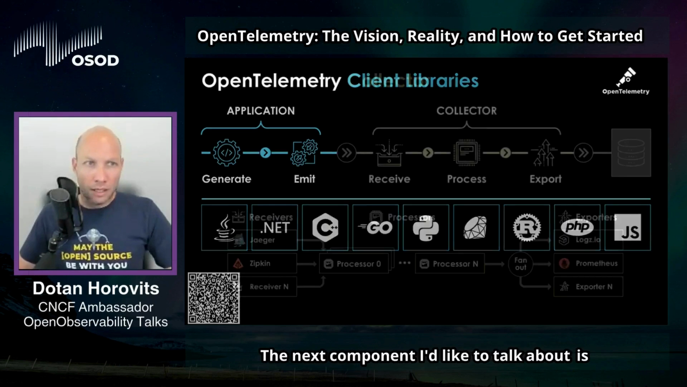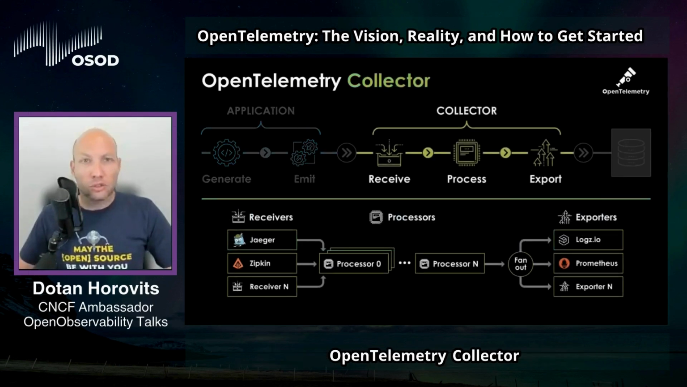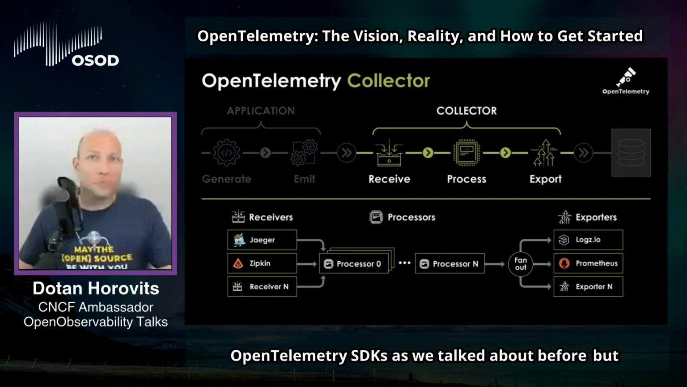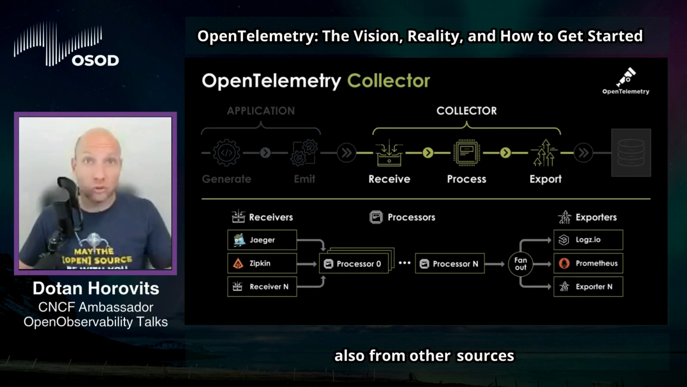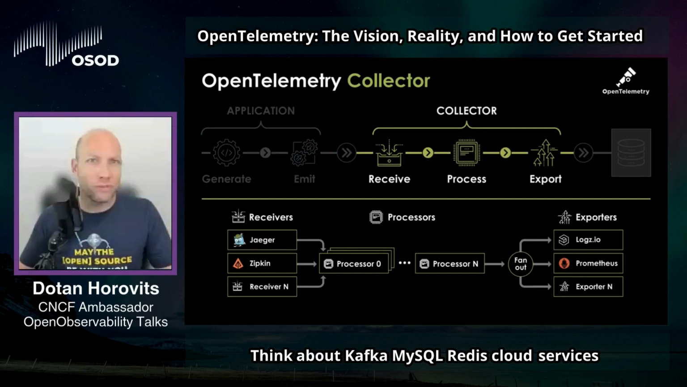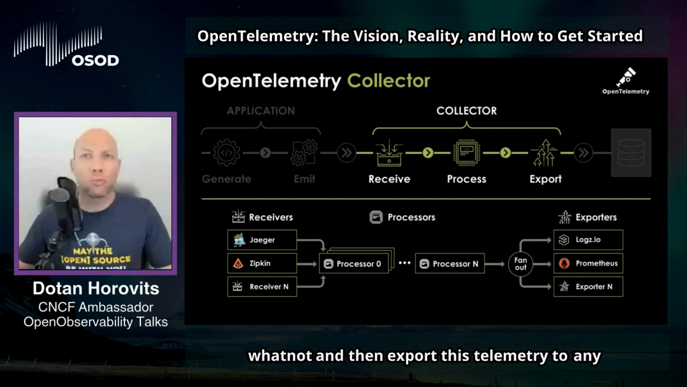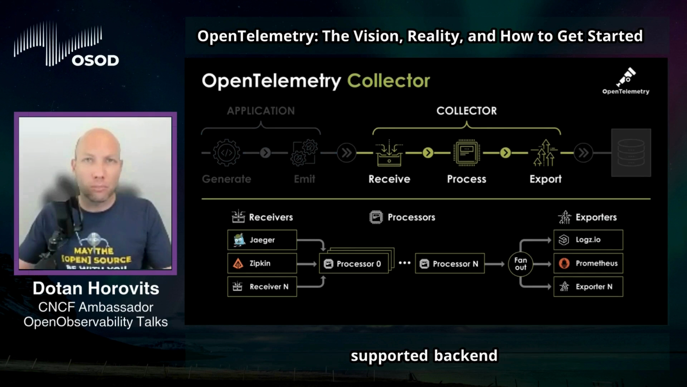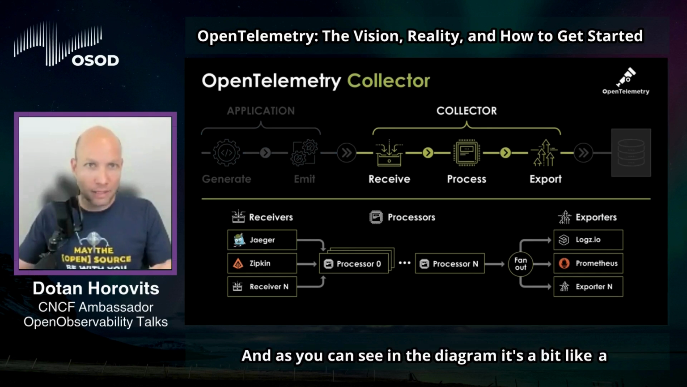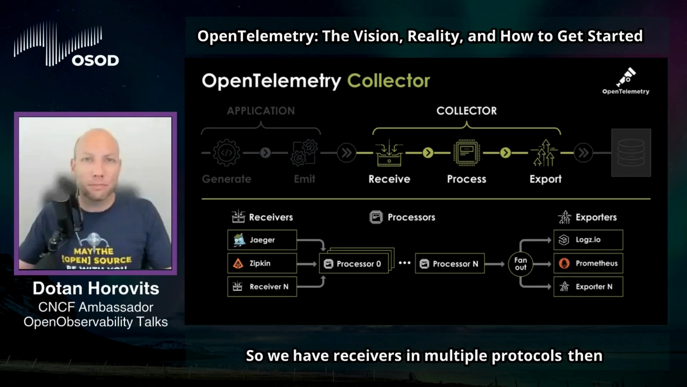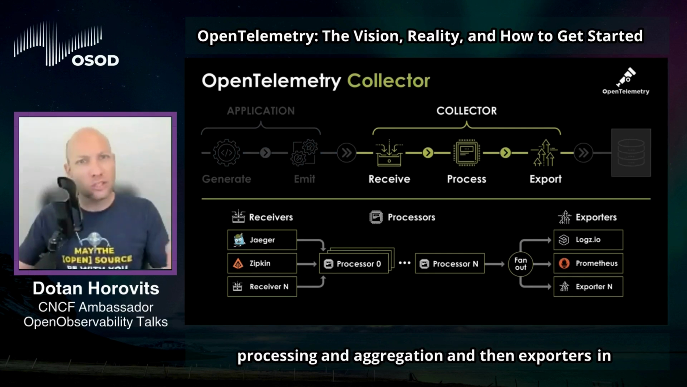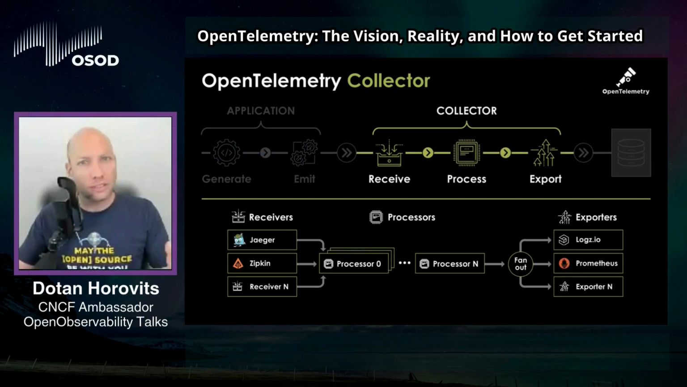The next component I'd like to talk about is the OpenTelemetry Collector. The collector can collect data from the OpenTelemetry SDKs as we talked about before, but also from other sources. Think about Kafka, MySQL, Redis, cloud services, whatnot, and then export this telemetry to any supported backend. And as you can see in the diagram, it's built like a typical data processing pipeline. So we have receivers in multiple protocols, then processing and aggregation, and then exporters in multiple protocols.